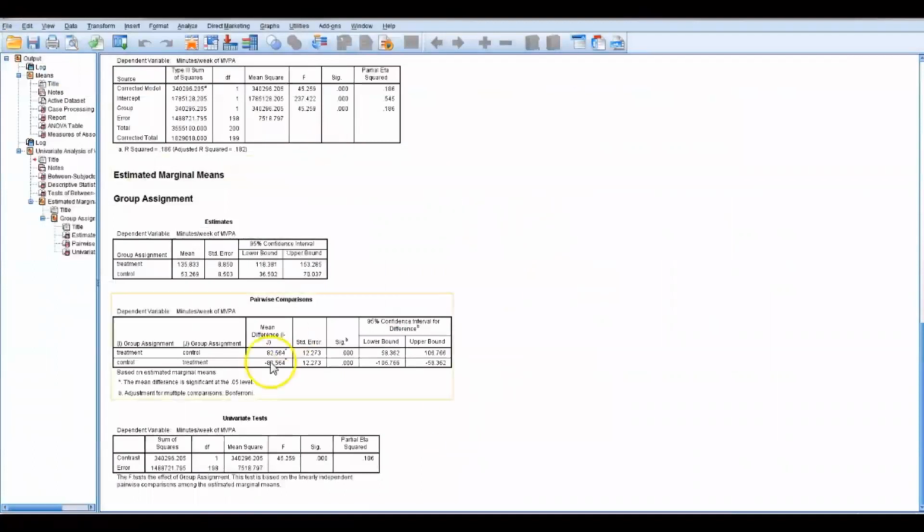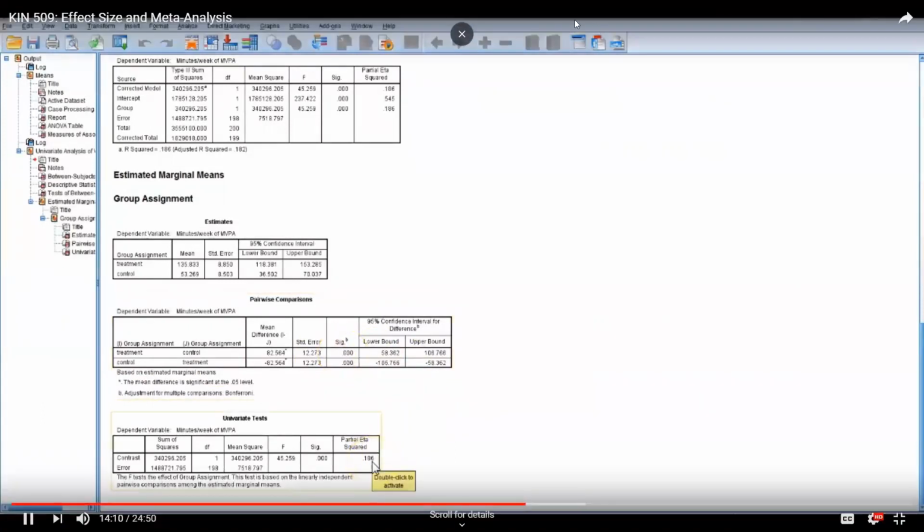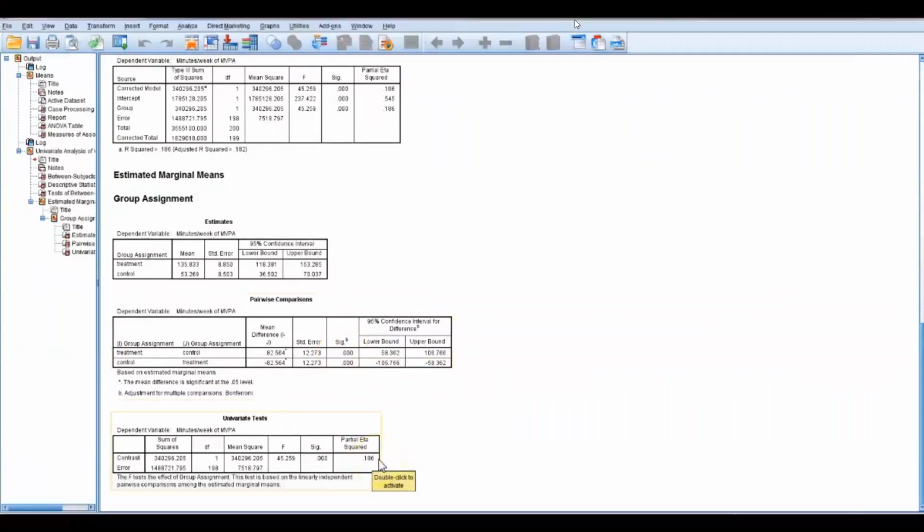And if we skip down, we can see here's our pairwise comparison, treatment and control. It's saying compared to the control group, the treatment group did 82.564 more minutes on average of physical activity, and that was a significant difference. And then here is the partial eta squared, so 19% of the variance was explained by group assignment, and that effect of group assignment was significant at the less than 0.01 level.